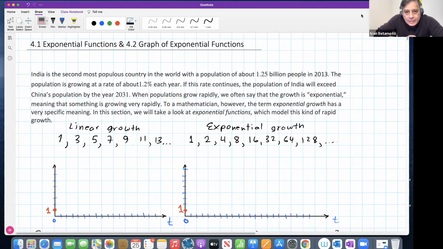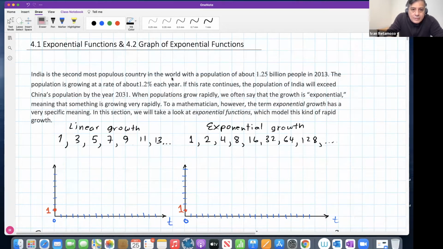Okay, so the example from the textbook mentions that in India, the population was 1.25 billion people in 2013, and it's growing at a rate of 1.2% each year. Now, if this trend continues, it says that the population will reach China's population or even exceed it in the year 2031, right?